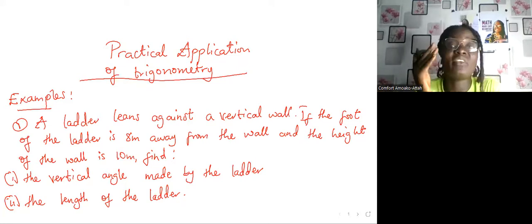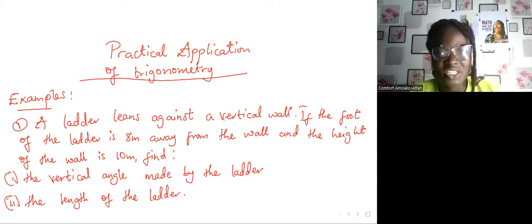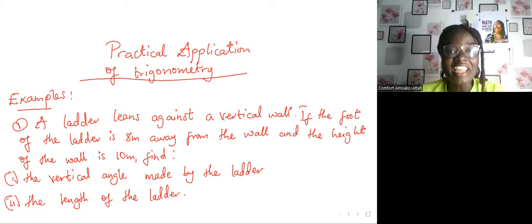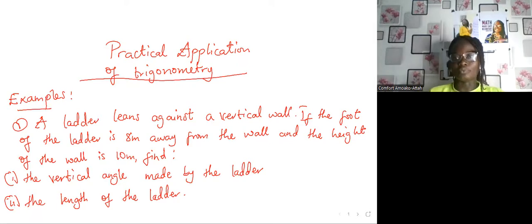Good. So with this one, I have some questions. And the first question I have here is, a ladder leans against a vertical wall. If the foot of the ladder is 8 meters away from the wall and the height of the wall is 10 meters, find the vertical angle made by the ladder. Find the length of the ladder.